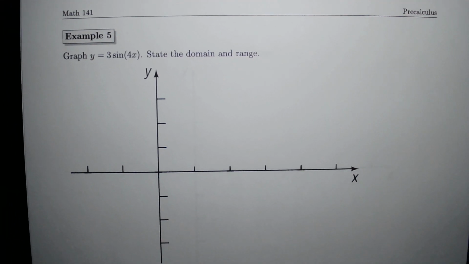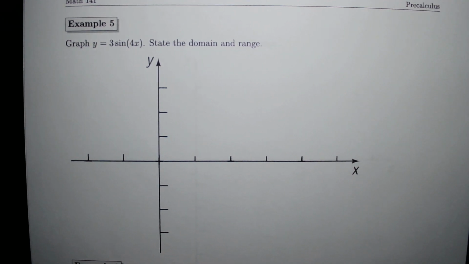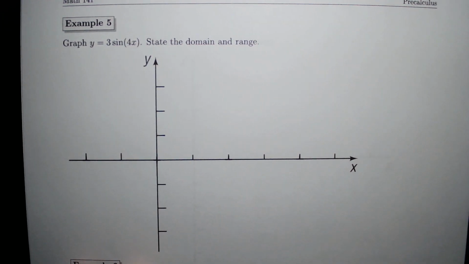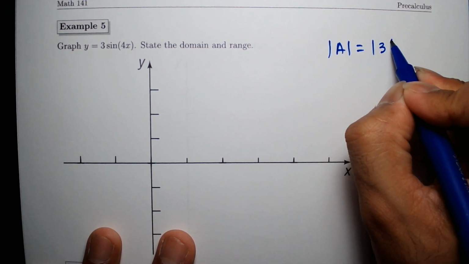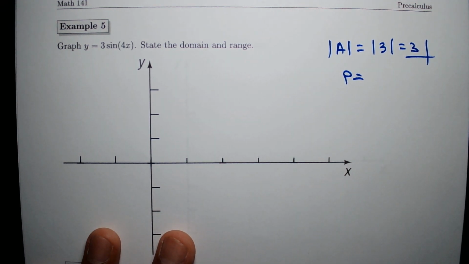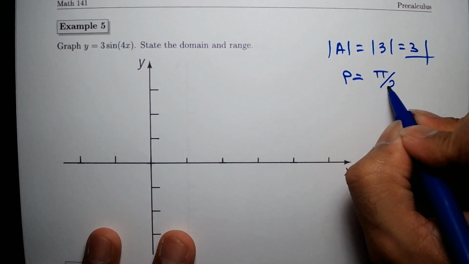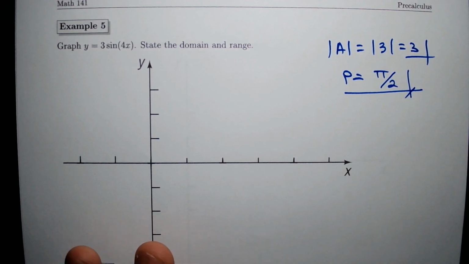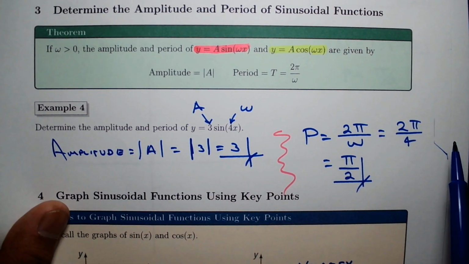All right, graph y equals 3 sine of 4x. We already did that in the graphing calculator. Let's take the domain and the range. We're going to graph this by finding the period and the amplitude. The amplitude is 3. We already figured that out, and the period of the function is pi over 2. All right, that's the period. I'm not going to repeat the calculation. If you want to see how I got that, go back to example 4 in the previous page.